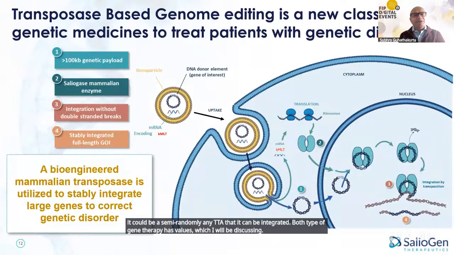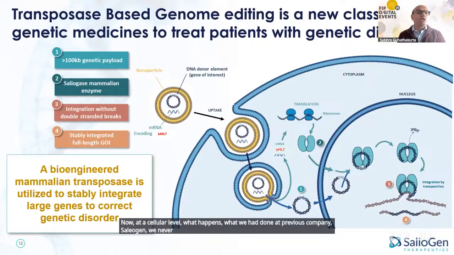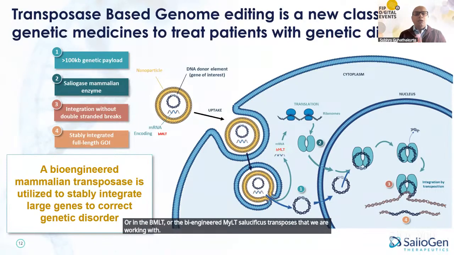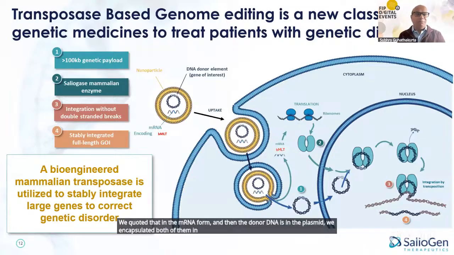Now, at a cellular level, what we did at my previous company, Saluogen, we never wanted the transposase to get integrated into the genome during the gene therapy, because if it does, then it will constantly remobilize the section like a jumping gene. So we wanted limited exposure of the transposase. So we coded the transposase, the BMLT, or the bioengineered Myotis luciferase transposase that we are working with, in the mRNA form. And then the donor DNA is in the plasmid. We encapsulated both of them in the lipid nanoparticle.